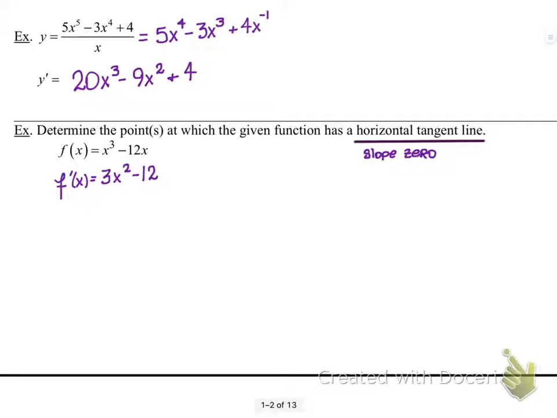And you want to know when that slope is 0, and it becomes, in this case, not always, a very easy problem. And we see that at positive and negative 2, we have a horizontal tangent line. But it does not ask for the x values. It asks for the points.